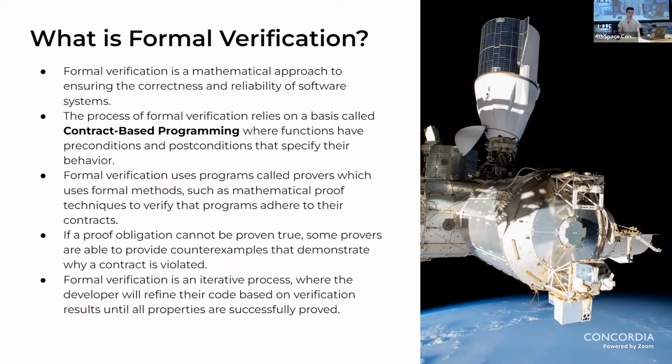Formal verification is a very iterative process. As I mentioned here, if a proof obligation can't be proven to be true, the prover will be able to give you some counterexamples to demonstrate why your contract failed. And then from the data that you recovered, you're able to modify your contract to keep those test cases in mind. Sometimes that'll be modifying the implementation of your software. Sometimes that'll mean modifying your contract itself. Or sometimes it'll show you there are some conditions that you didn't think about that could happen.